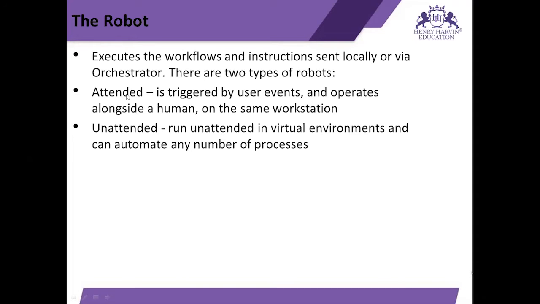So what is an attended robot? An attended robot is triggered by user events and operates alongside a human on the same workstation. Attended robots need a human to work with them, and whatever actions are triggered by the human are taken as input by the robot. That robot is called an attended robot. Another type is the unattended robot, which runs unattended in virtual environments and can automate any number of processes. In this robot, we do not require human intervention. Automatically, these robots can run on virtual environments and can automate any number of processes. So these are the two types of robots.